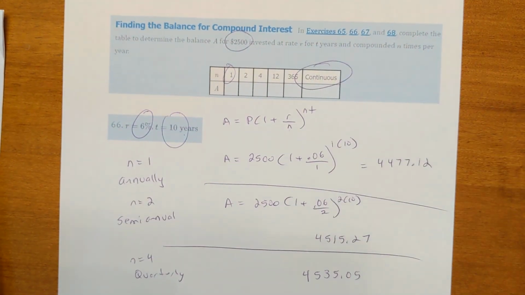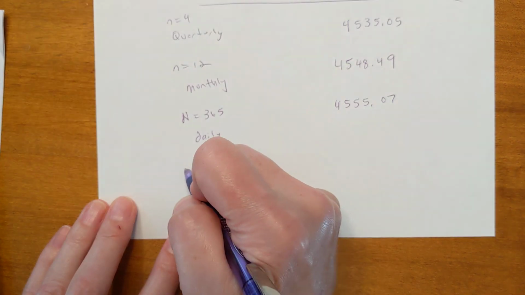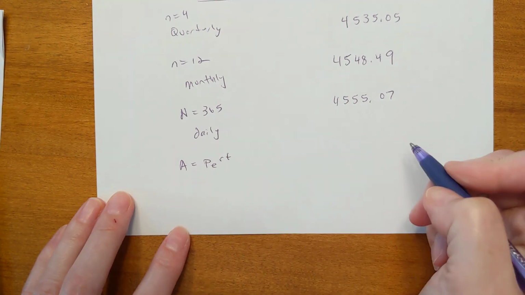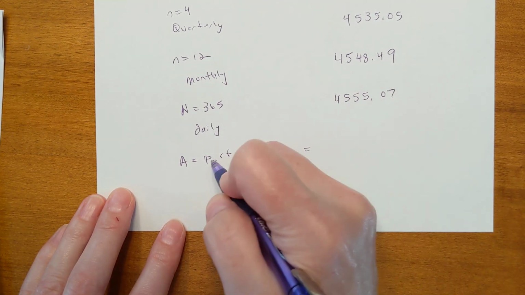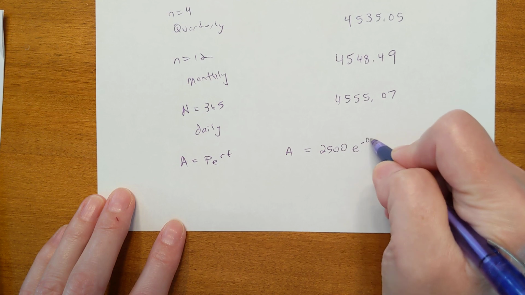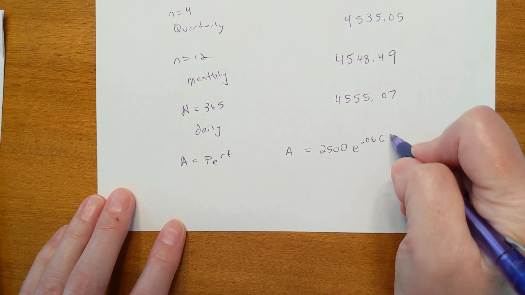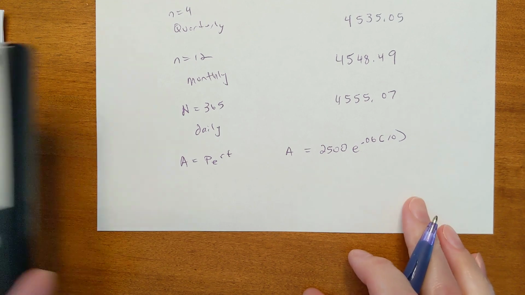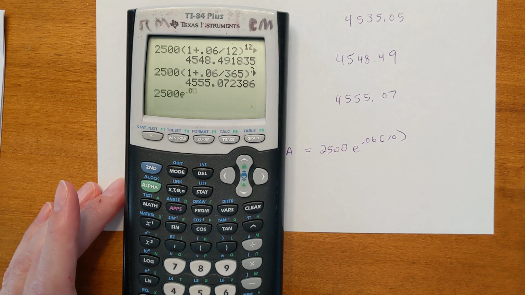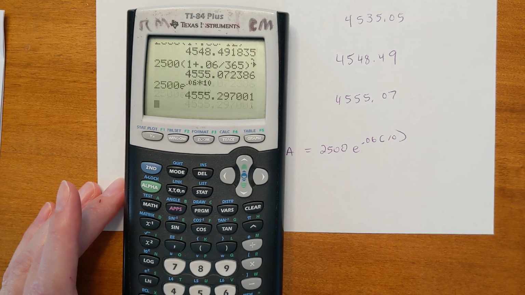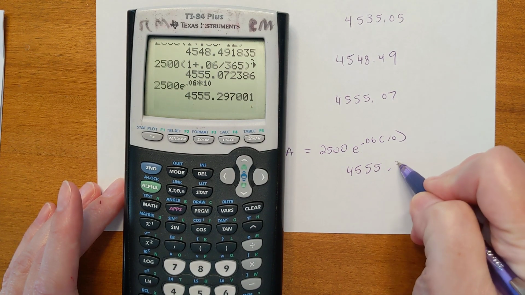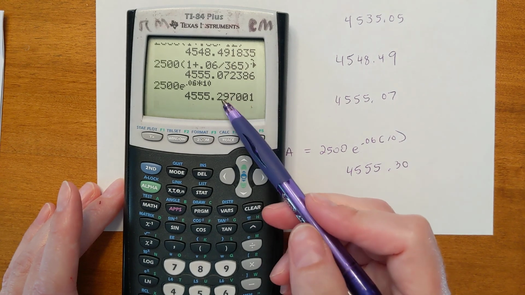The last one on the table wanted to know about continuous. So if Guido's loaning you money, you've got to use the continuous formula. So the amount of money equals PERT. The principal we invested here was $2,500 times e to the rate, 0.06, times the time, which was 10. So 2,500 e to the 0.06 times 10. You get $4,555.30 when you round it, because the 9 becomes a 0 and rounds that 2 up.